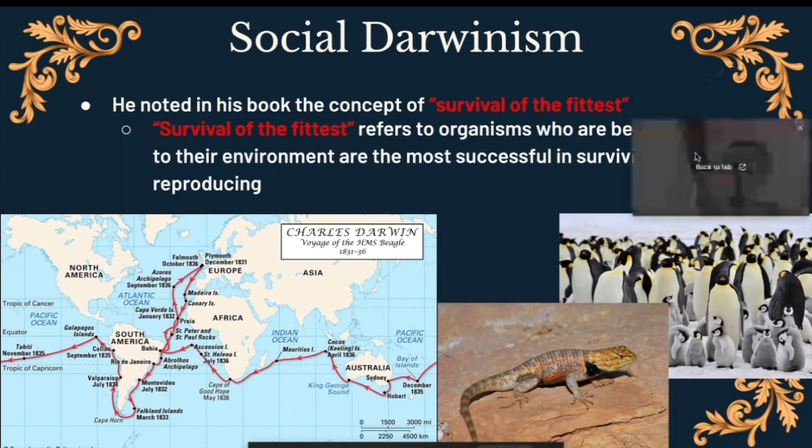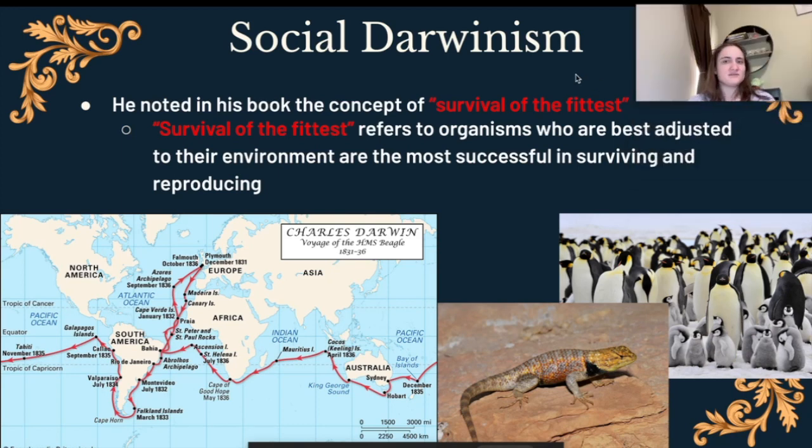So, he noted in his book this concept of survival of the fittest. Scientifically, survival of the fittest refers to organisms who are the best adjusted to their environment and are the most successful in surviving and reproducing. For example, lizards in the desert. It's dry in the desert, so lizards have scales to trap water in their bodies so it doesn't evaporate. There's also a lot of sand blowing around, so usually lizards have a membrane over their eyes to protect them from the sand.